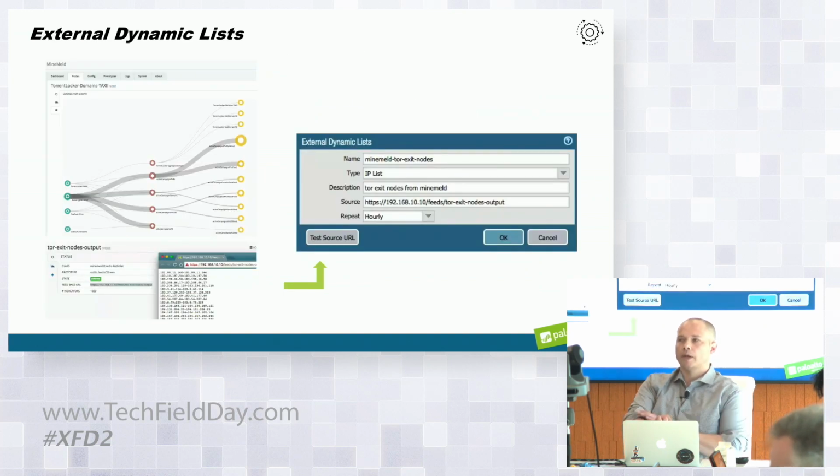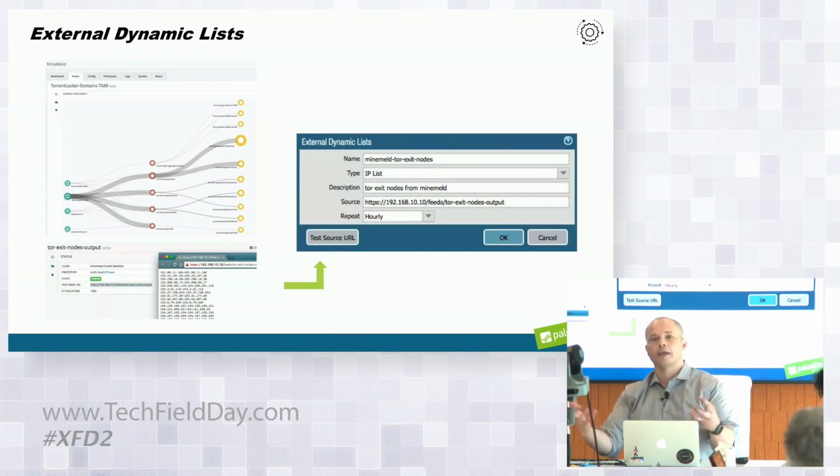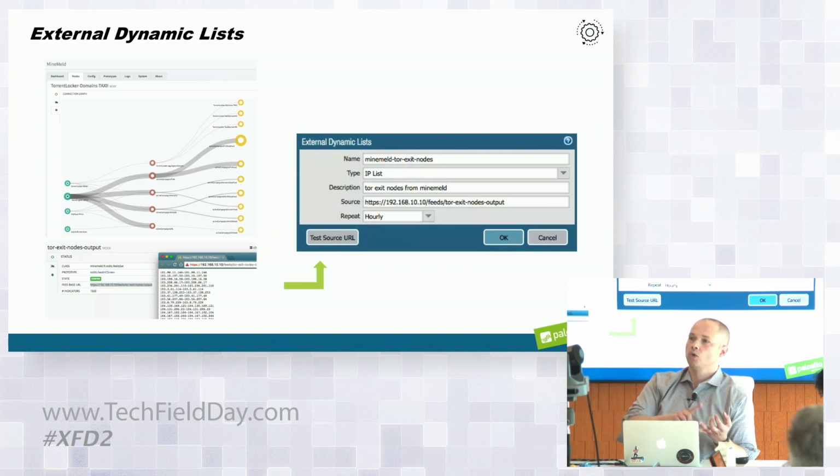The other one that I want to talk about real quick, and then we'll show you all this stuff, is something called external dynamic lists. A very similar concept, slightly different. This is really primarily about getting feeds and a list or a group of indicators into our system so that we can immediately start enforcing policy without, again, having to update. So we have got examples of IP lists, URL lists or just domains themselves.